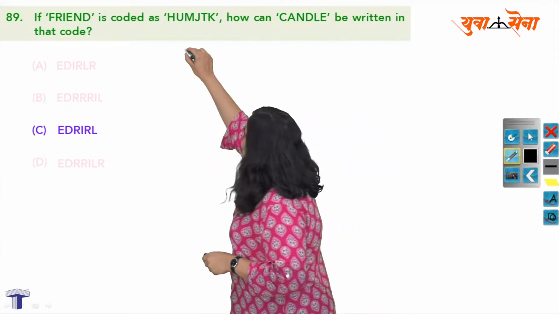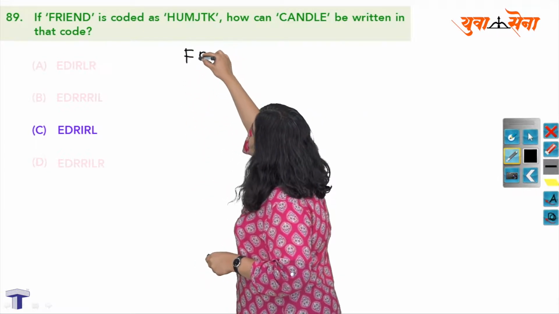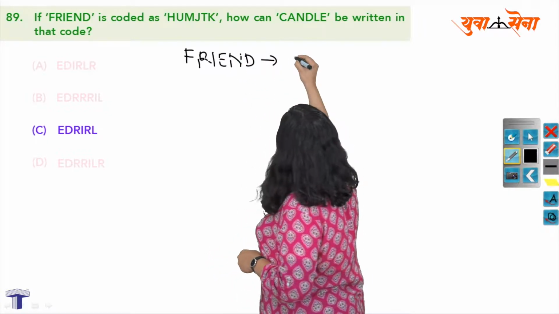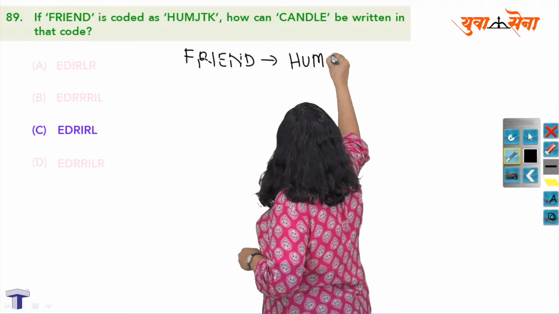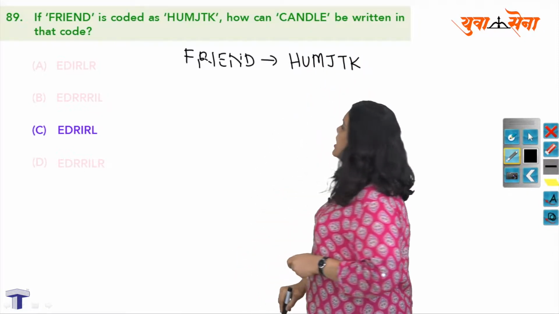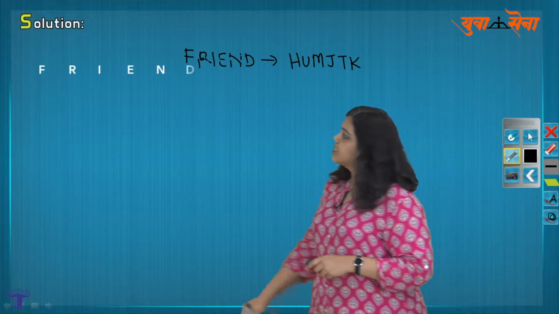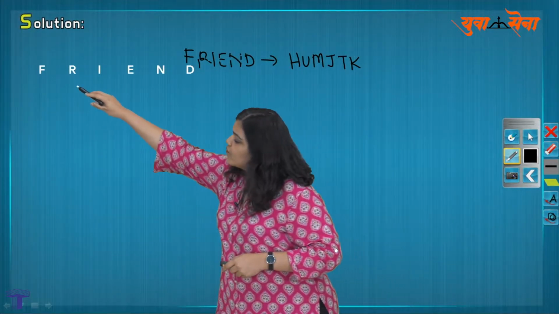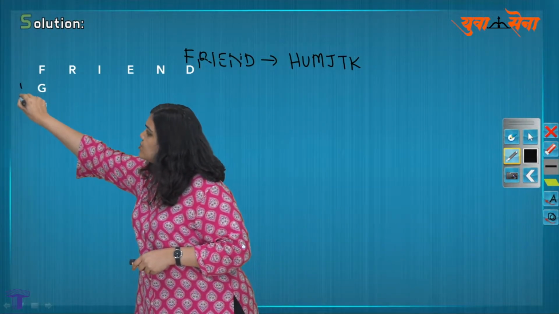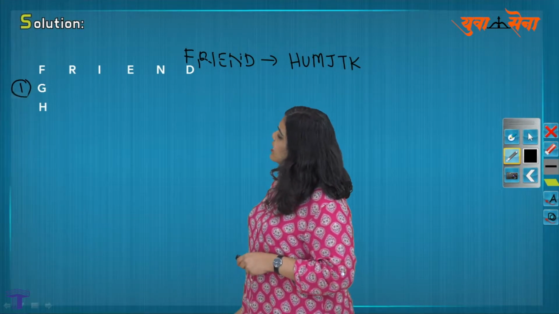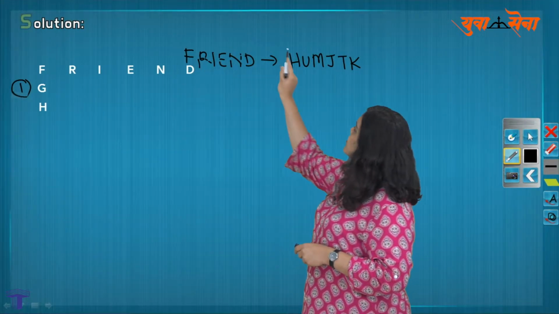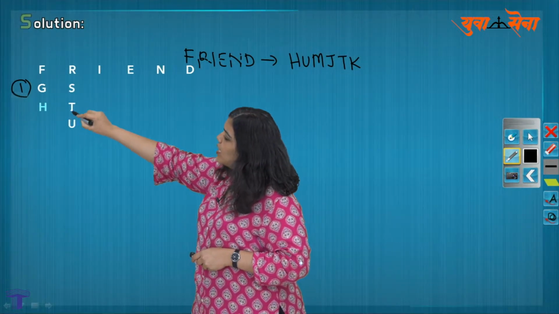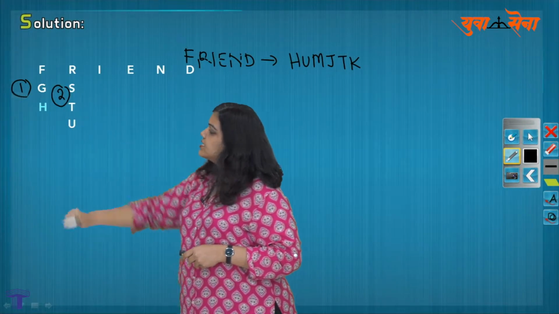So first, let me write down what is given to us. That is, we have been told that the word friend is translated into this. So let me keep this aside and try to solve the sum. Now I look at the first letter F and I see that F has been replaced with an H. And I know that F going to H means that there is one letter in between. If I look at the second letter R, then I can see that R has been replaced by U. And if I write down the series of alphabet, then I know that R, S, T, U. That means they have skipped two letters to replace the second one.